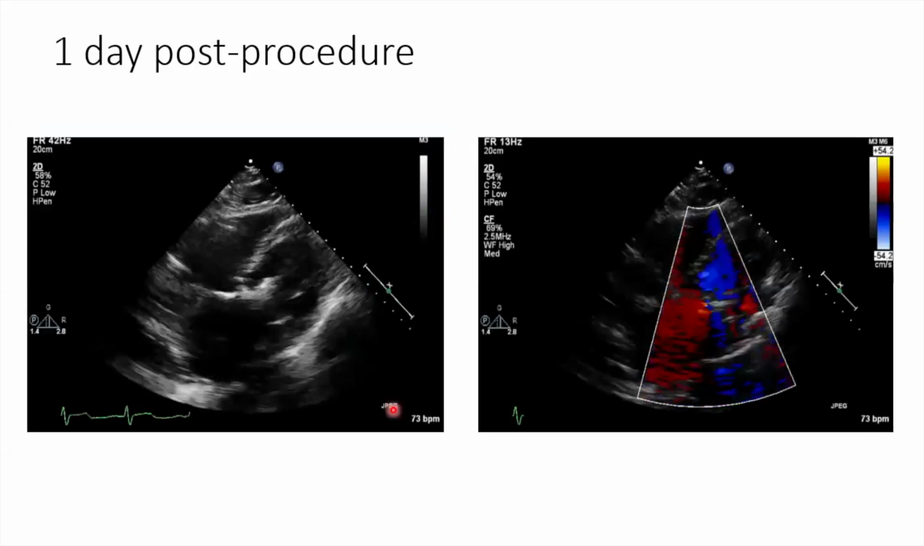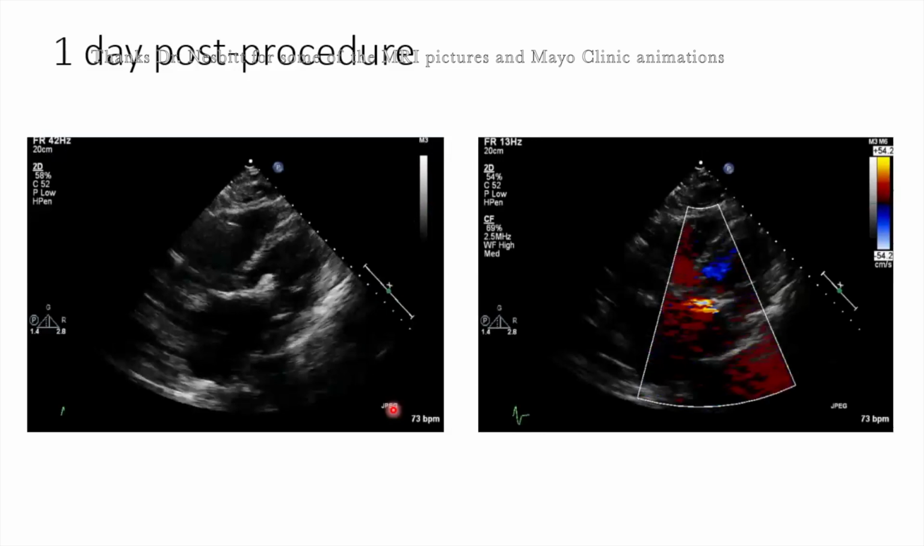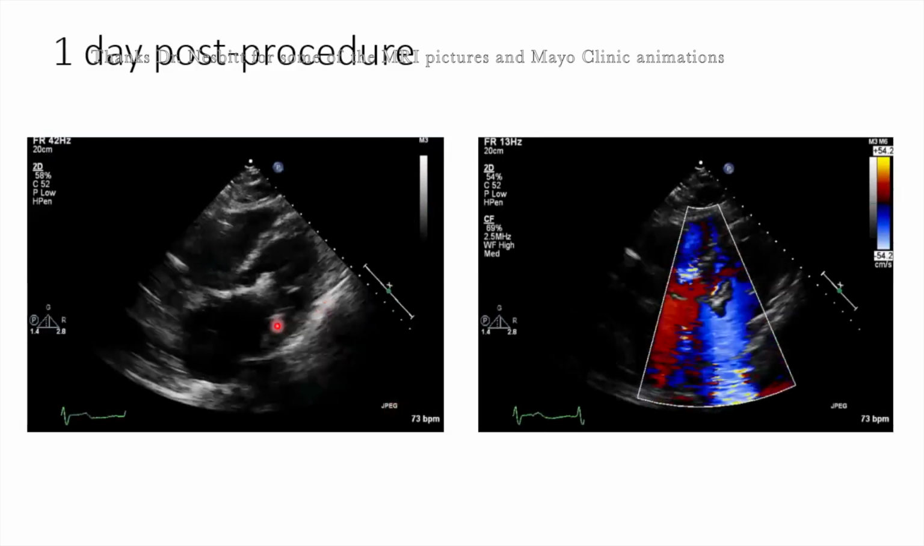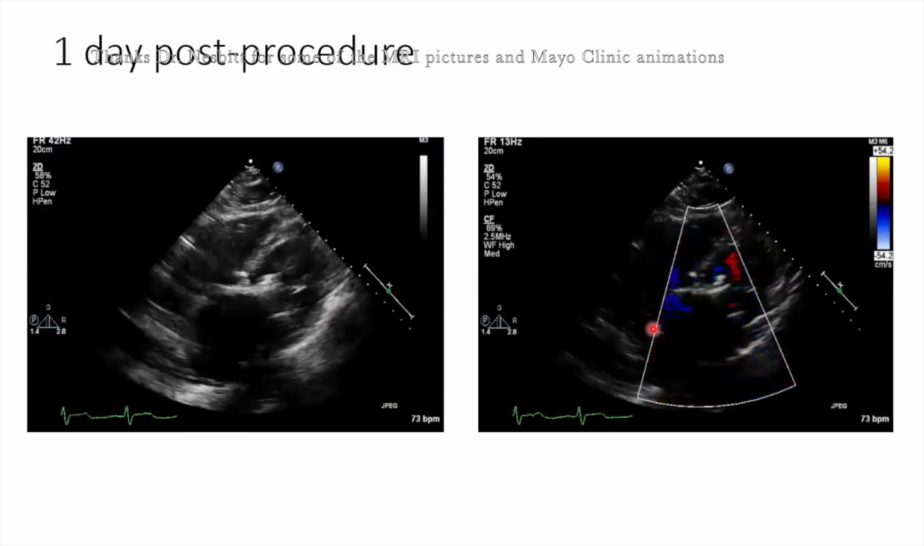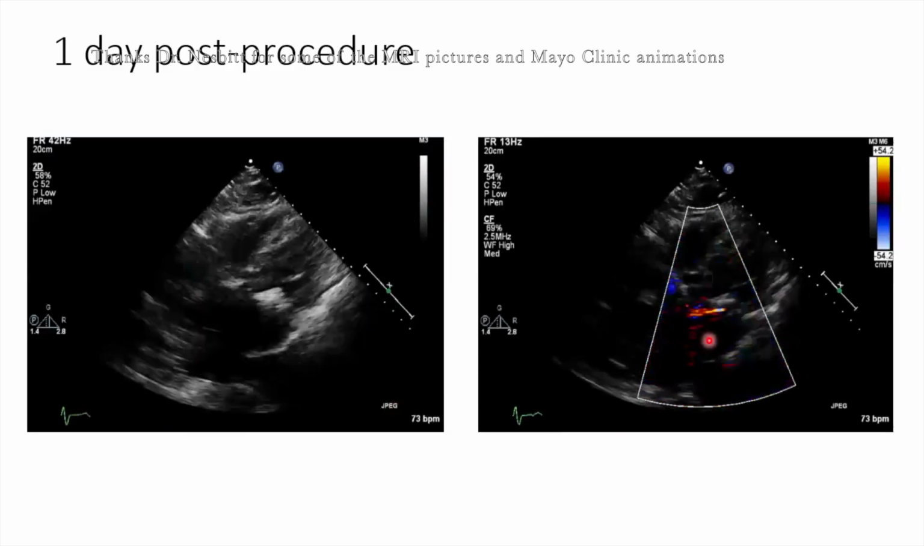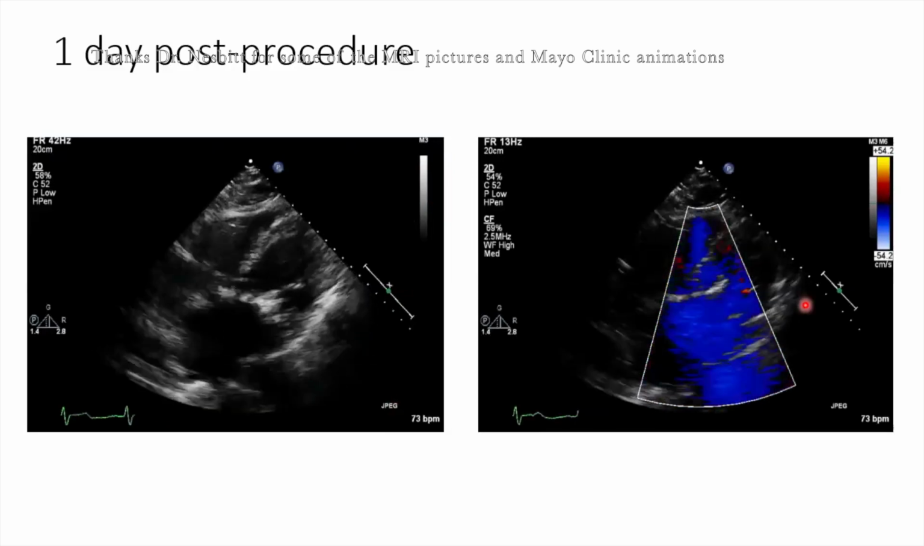This is a very off-axis 4-chamber view. Again, the imaging is difficult in this case, but with color Doppler you don't see that significant mitral regurgitation, and they ultimately classified it as mild to moderate residual mitral regurgitation.